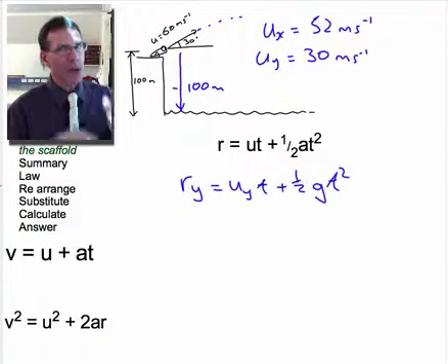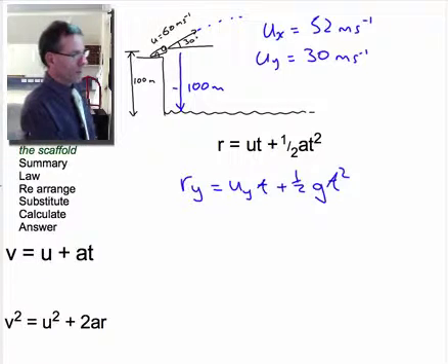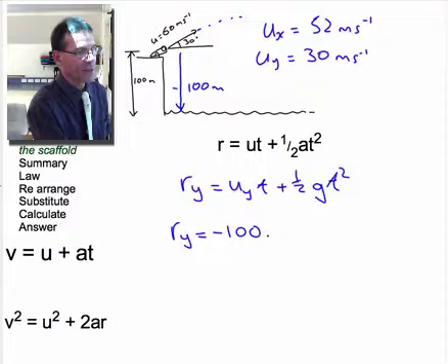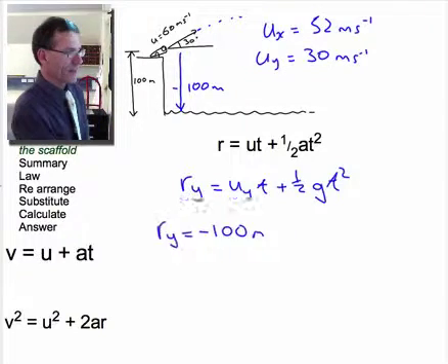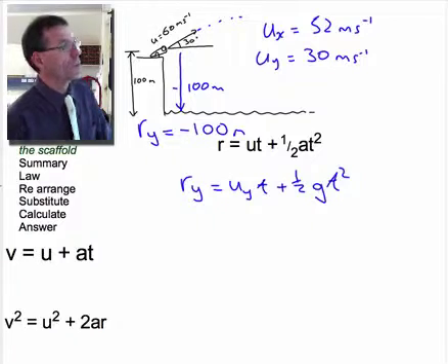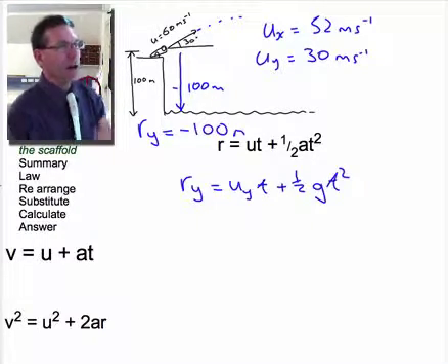So at the point where it's 100 meters below where it started from, that's when it's going to hit the water. So what we can say is that Ry at the final point is going to be minus 100 meters compared to where it was at the start. That's pretty useful. Okay, now our initial y velocity, we worked out what the component of that was. It's 30 meters per second. We know what this is.